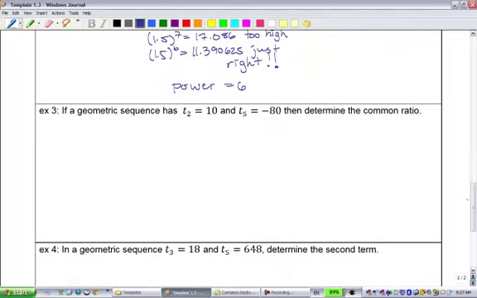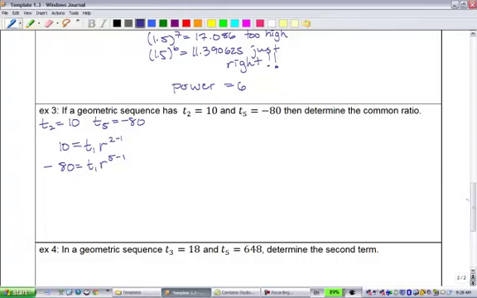Geometric sequence has term 2 equals 10 and term 5 equals negative 80. Determine the common ratio. This tends to become a little bit more of a difficult problem than arithmetic for sure. We could write the two equations for these. We have term 2 equals 10. So 10 equals term 1, which we don't know, times the common ratio, which we don't know, to the power 2 minus 1. Term 5 is term 1 r to the 5 minus 1.